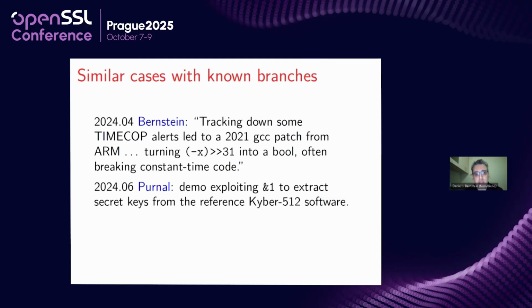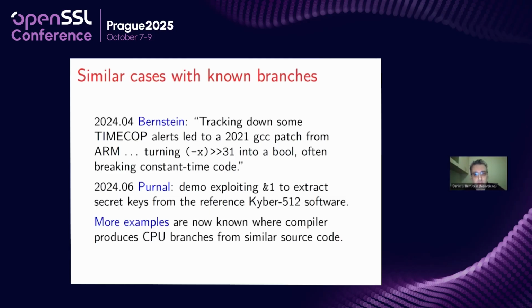Another example from Anton Pernal in June last year was extracting secret keys from the reference Kyber software, which was using AND 1 in the same way as the AND 1 that you saw on the previous slide. Now, again, I'm not saying that the previous slide is exploitable. I haven't done the work to figure that out. All I see is there's AND 1. That's scary. I have a link here to lots more examples, a survey of lots of examples of the compiler saying, aha, here's a single bit result, which I can convert into a branch, and sometimes does.